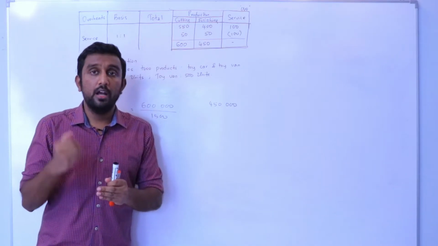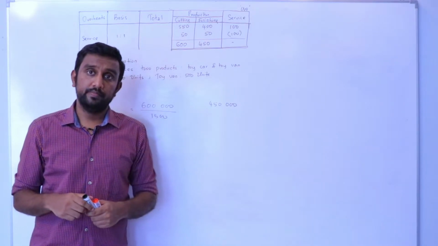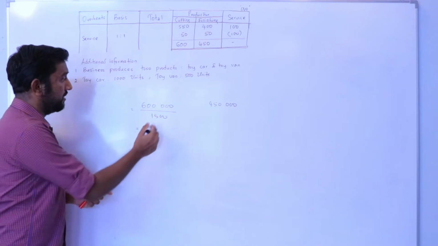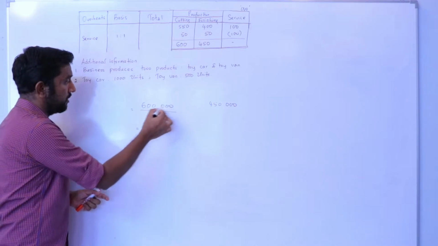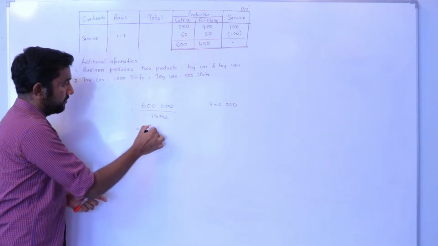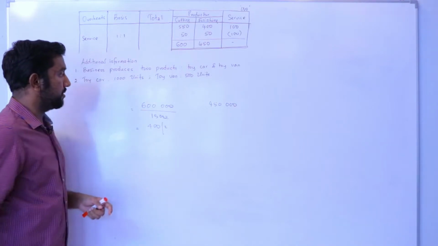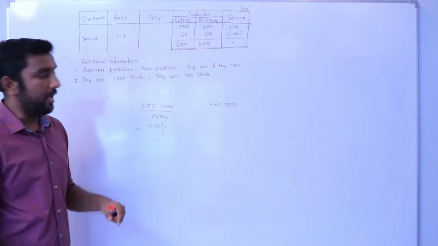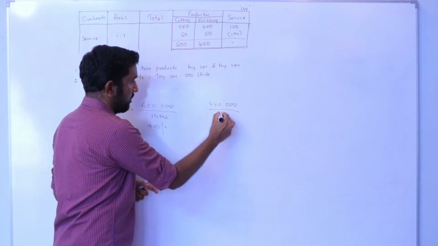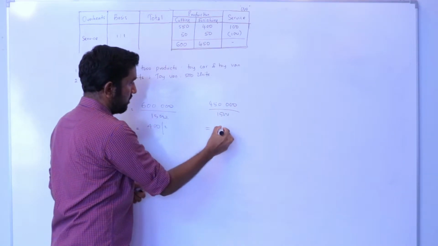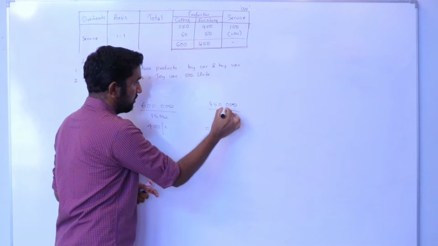It means the unit fixed production overhead. Right? So let's say if I divide this, how much? 400 rupees, right? Likewise, if I divide the second department, I will get 300.